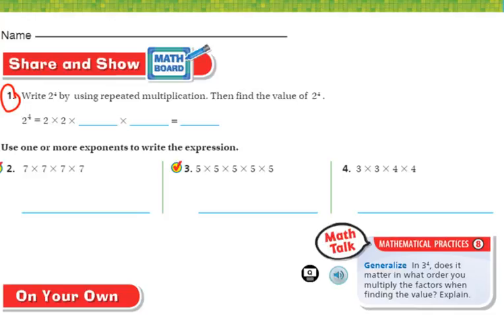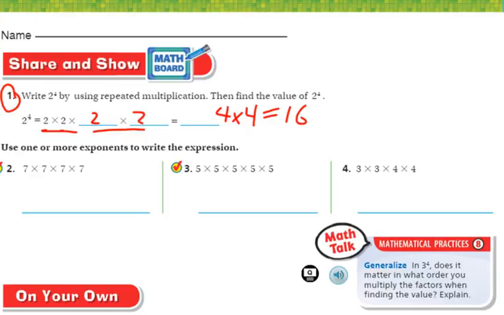Thanks for taking the time to pause the video here. It says write 2 to the fourth power by using repeated multiplication, then find the value of 2 to the fourth power. So what that means is 2 to the fourth power is 2 times 2 times 2 times 2. And that means 4 times 4, which is 16. Should have been your final answer. All right.